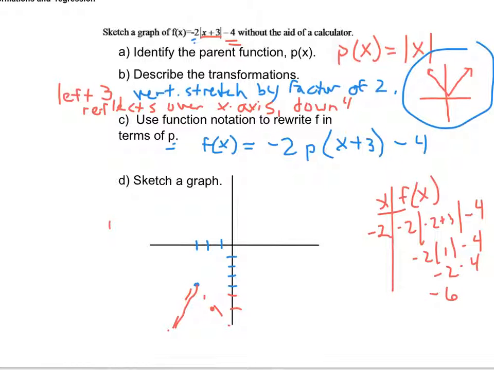1, 2, 3, 4, 5, 6, negative 2, negative 6. I actually had a pretty decent graph, and I get something like that. And keep in mind it's symmetric with respect to this vertex. So there's a quick sketch of that graph.